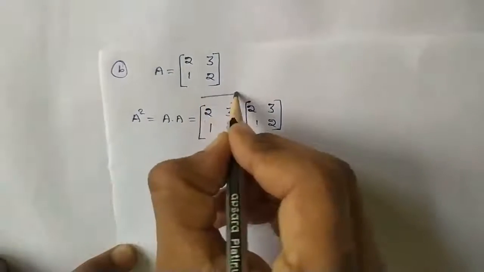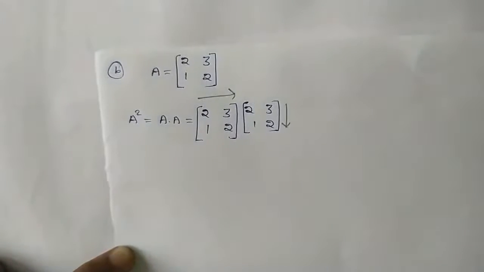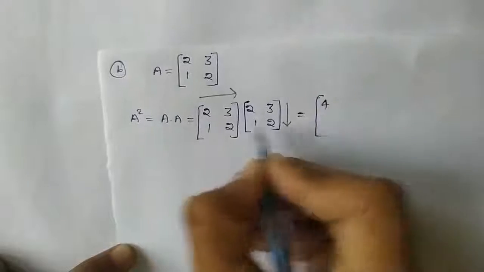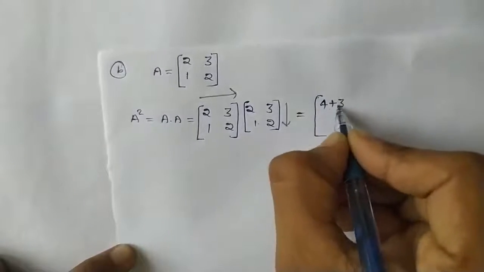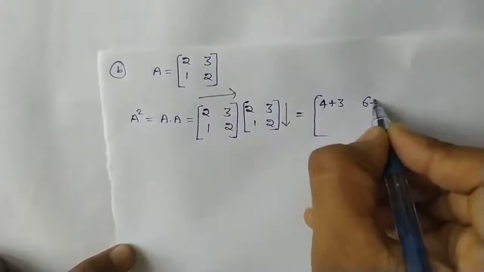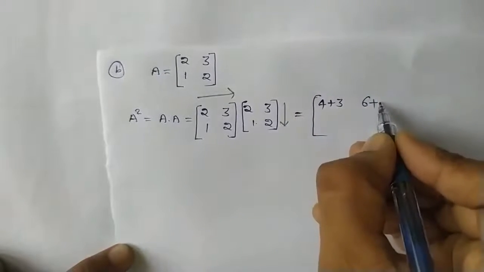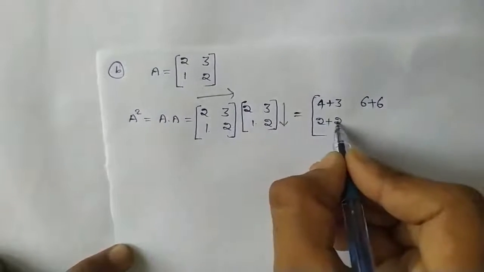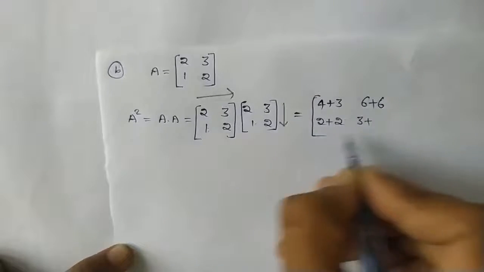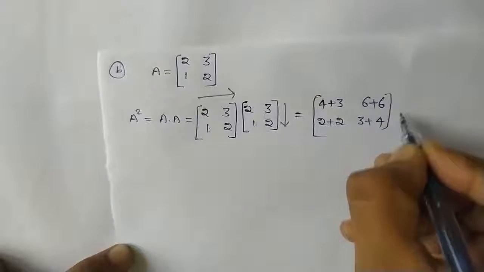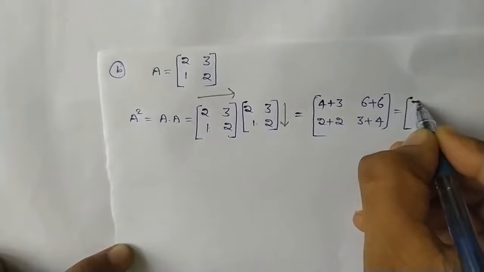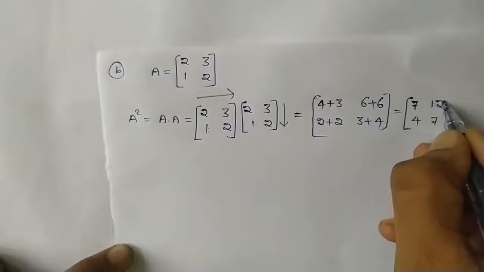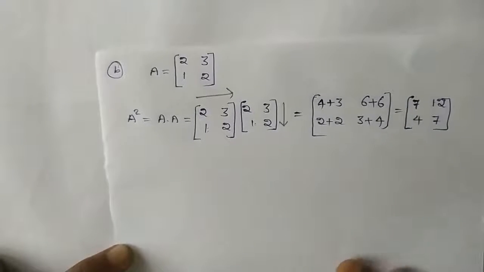Now, multiplication of matrices. That is equals to 2 into 2 is 4, 3 into 1 is 3, plus. 2 into 3 is 6, 3 into 2 is 6, again. 1 into 2 is 2 plus 2 into 1 is 2. 1 into 3 is 3 plus 2 into 2 is 4. That is equals to 4 plus 3 is 7, 6 plus 6 is 12, 4 and again 7. It is what? A square.